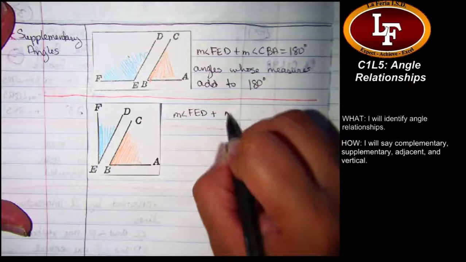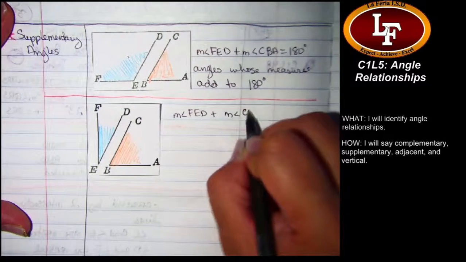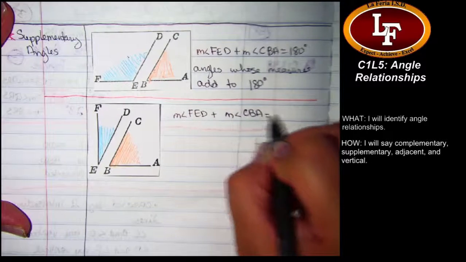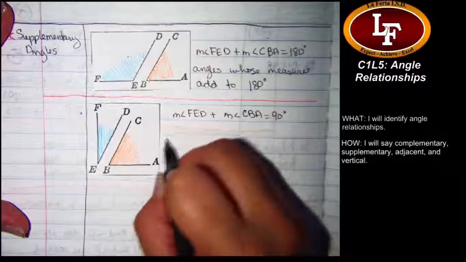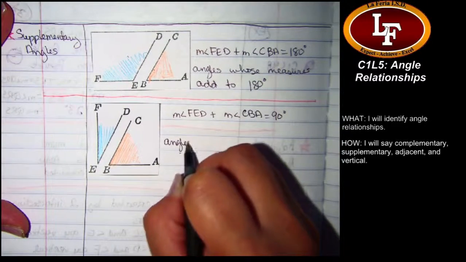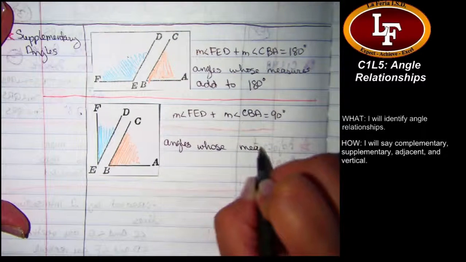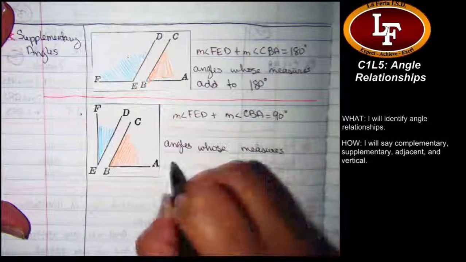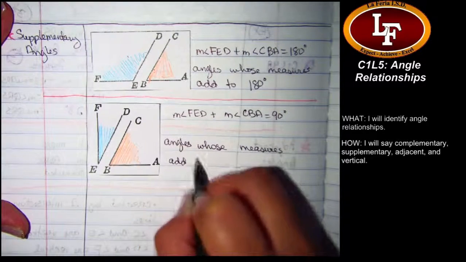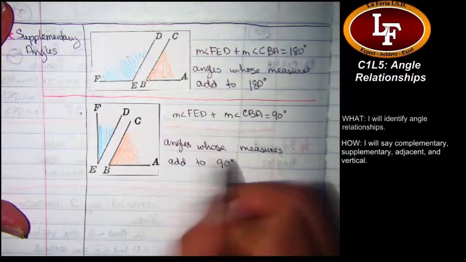Do you remember the name of that relationship? Complementary, he says. These are angles whose measures add to 90 degrees.